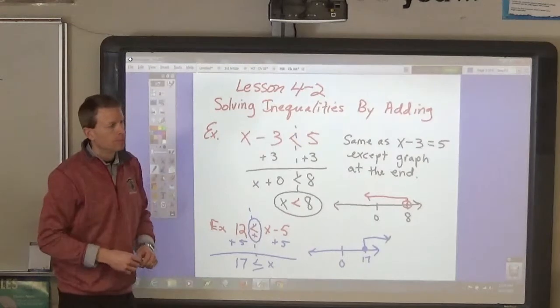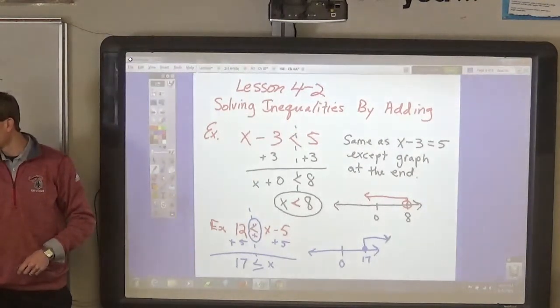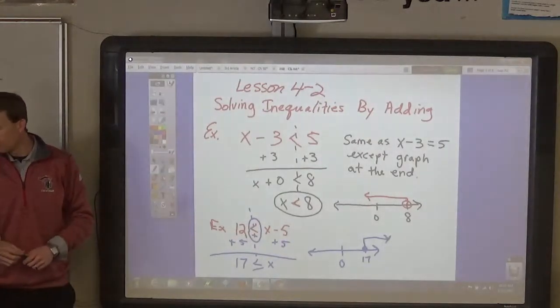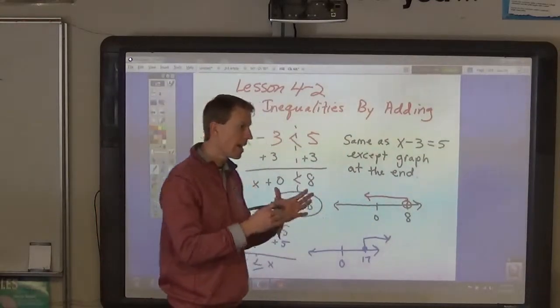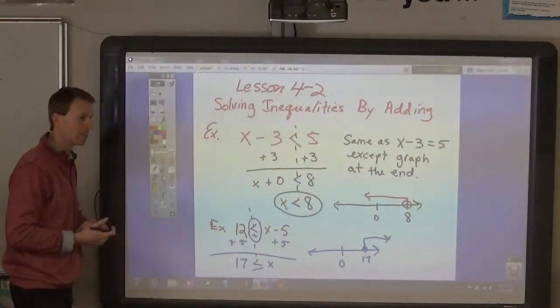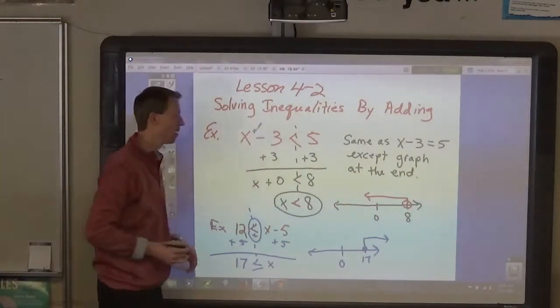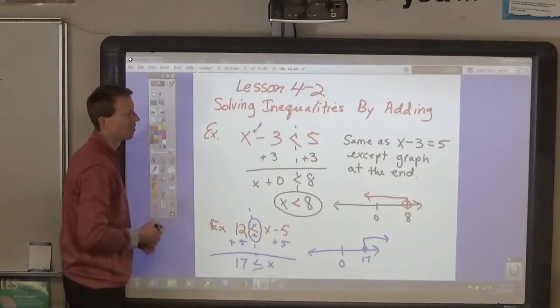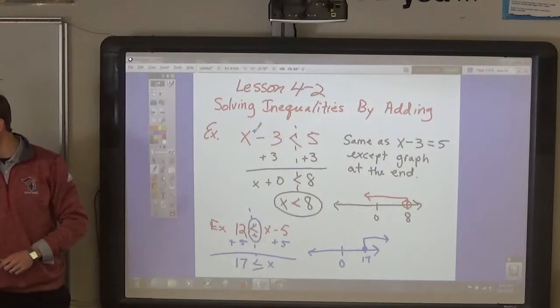Are we moving on to subtraction tomorrow? No, we're going to do some subtraction today. But remember, subtraction and addition are related. Subtraction is just adding the opposite. So when you insert a plus sign in front of the minus sign, it's just the opposite. You'll do some of that today.